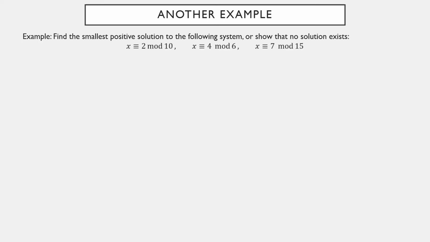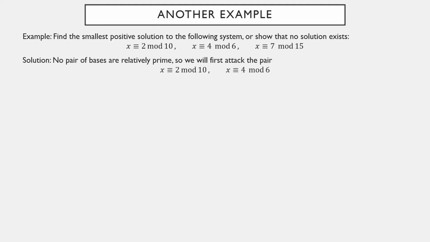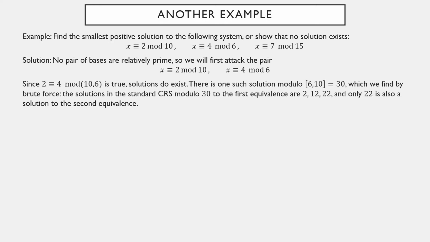We have three equivalences, 2 mod 10, 4 mod 6, 7 mod 15. No pair of bases are relatively prime to one another, so let's just do this by attacking one pair of equivalences and seeing what happens. 2 mod 10 and 4 mod 6. So what we have to do is check, are there even solutions to find? Yes, the GCD of 10 and 6 is 2, and 2 and 4 are equivalent modulo 2.